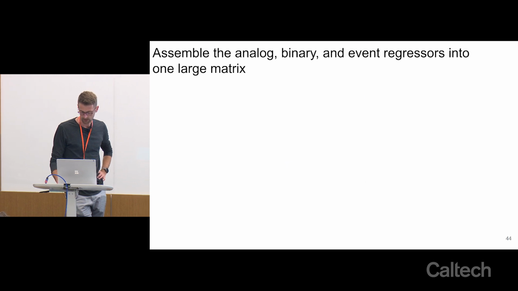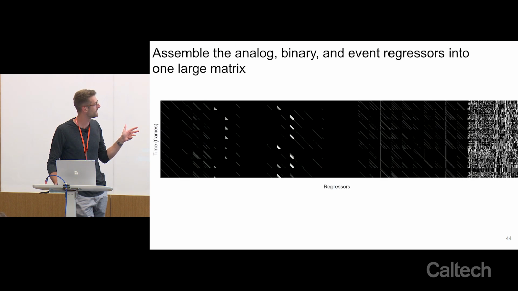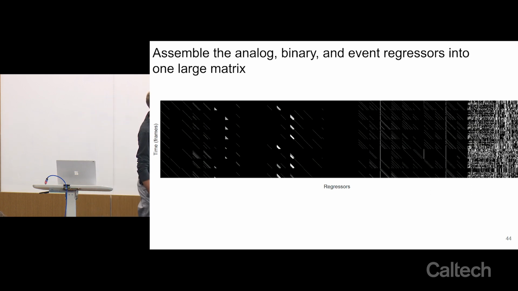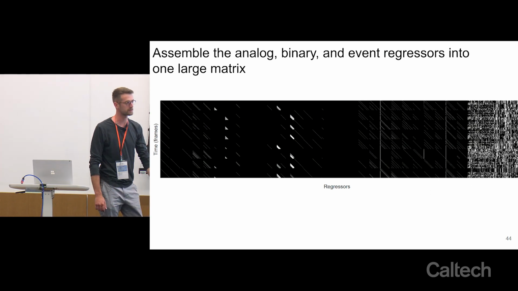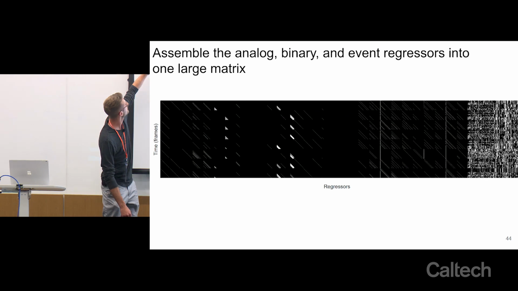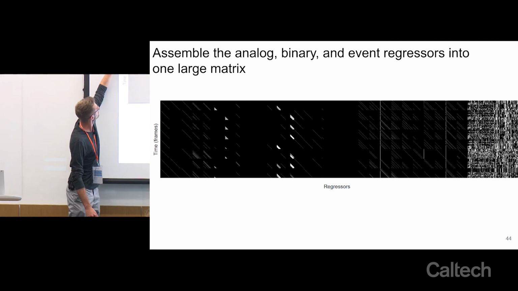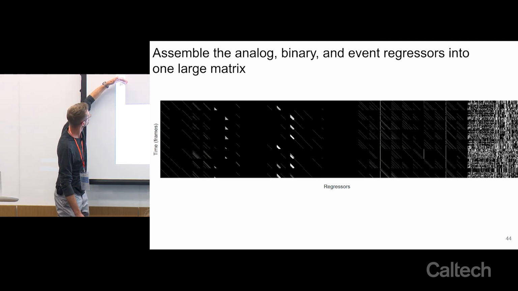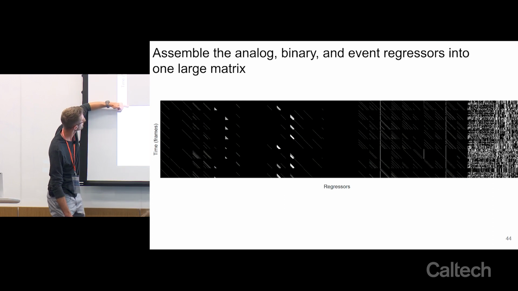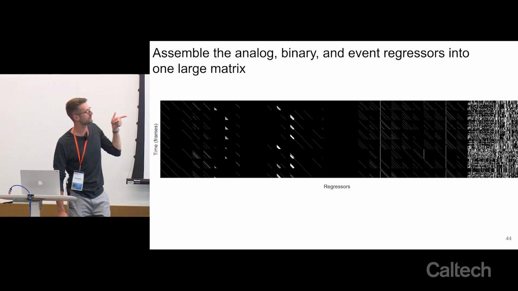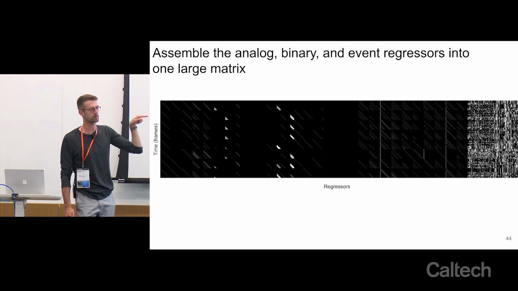Okay. And so finally, you assemble your analog, your binary, and your event regressors into one large matrix, and you get something like this. So this is about 8 trials of data. This is way longer at the bottom. But you can see here, each of these is one trial, and we're marching through time here. And then along the second axis is the regressor axis.